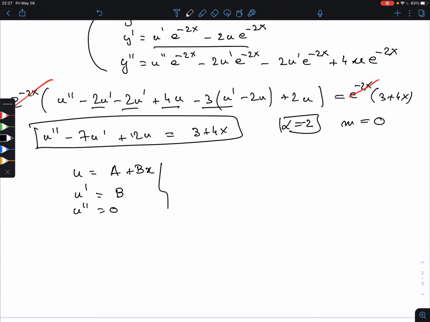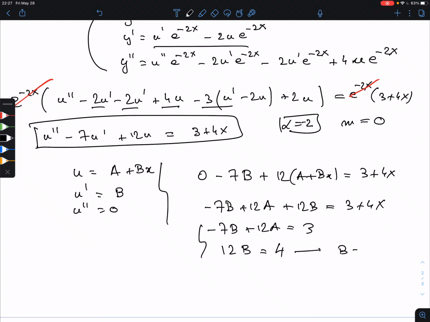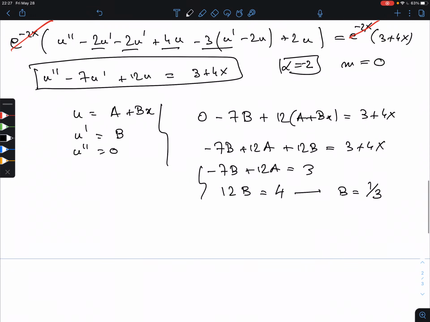It works. We plug this in, we get 0 minus 7b plus 12a plus 12bx is equal to 3 plus 4x. That gives us minus 7b plus 12a. The constant is 3 on both sides, and on this side, 12b equals 4. So we see that b is 1/3. You see, fractions are almost inevitable here.